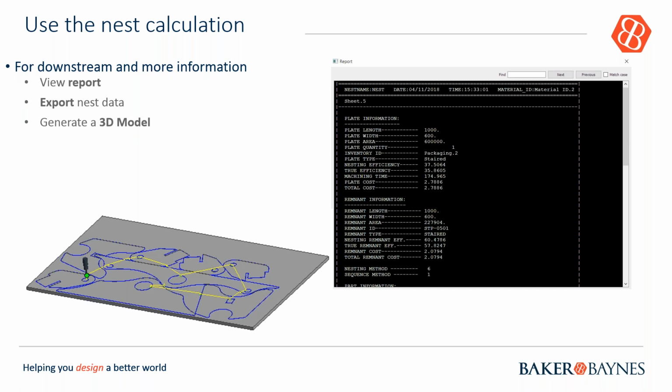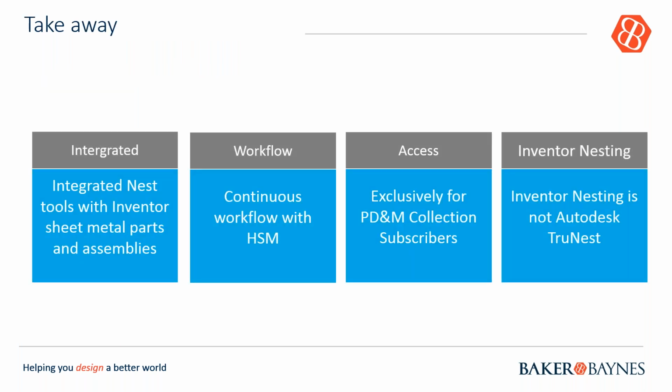Okay, so that brings us to more or less the nesting functions and the utilities. Just an overview and introduction to it. If I look at the takeaways that we have from it, we notice that it's integrated. So it's integrated nesting tools within Inventor, sheet metal parts and assemblies. It's a continuous workflow. If we look at it all the way from our design process, and we use the HSM workflow for the machining or cutting of our components.